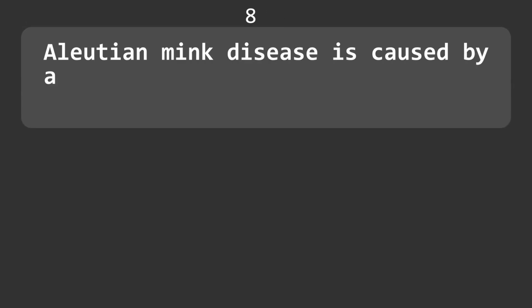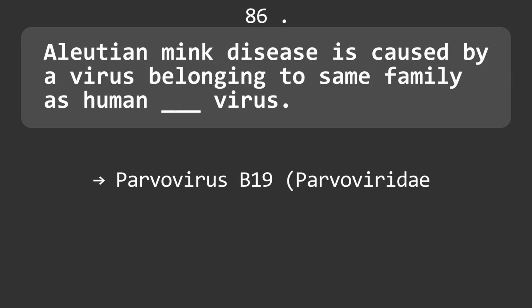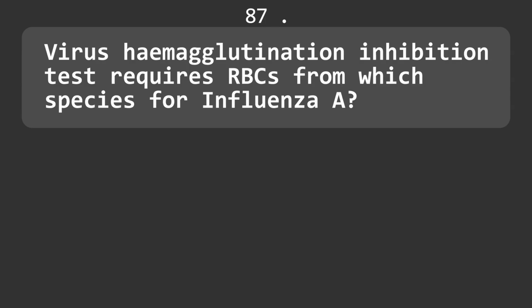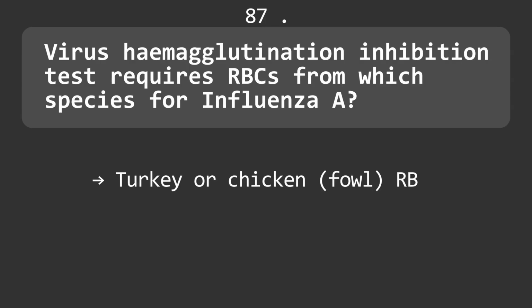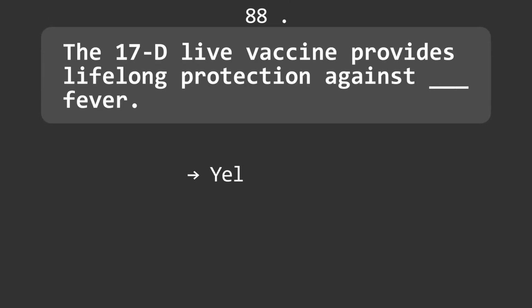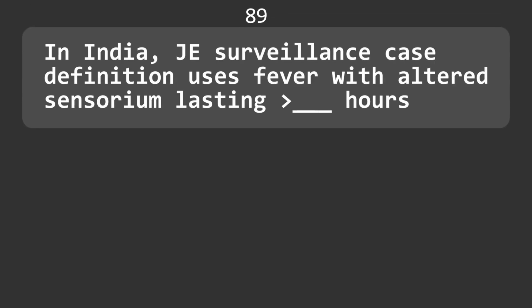Aleutian mink disease is caused by a virus belonging to the same family as which human virus? Parvovirus B19, Parvoviridae. Virus hemagglutination inhibition test requires RBCs from which species for influenza A? Turkey or chicken, fowl RBCs. The 17D live vaccine provides lifelong protection against yellow fever. In India, JE surveillance case definition uses fever with altered sensorium lasting greater than or equal to how many hours? 24 hours.